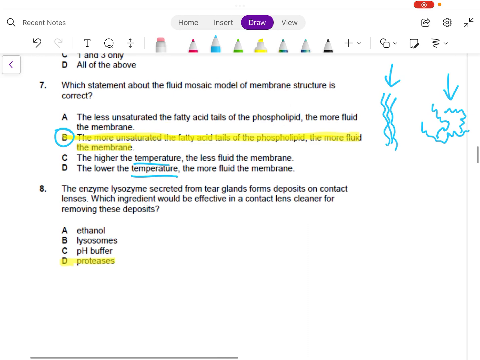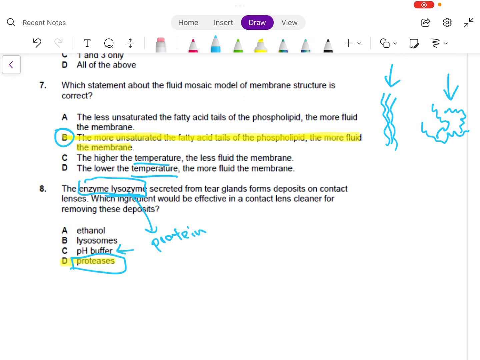Let's go to 8. They say the enzyme lysozyme is secreted from tear glands and can form deposits on contact lenses. They ask which ingredient will be effective in removing this particular enzyme. We know that enzymes are protein in nature, so the only way to remove a protein is by using proteases to digest the protein. The rest aren't that effective in removing the protein.